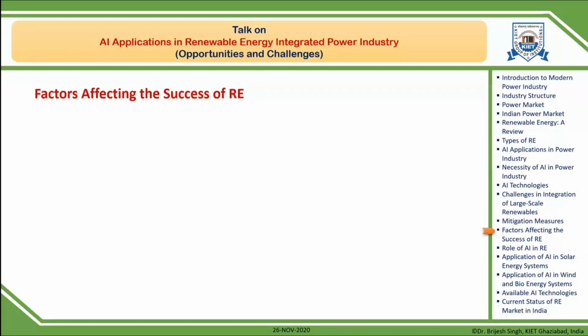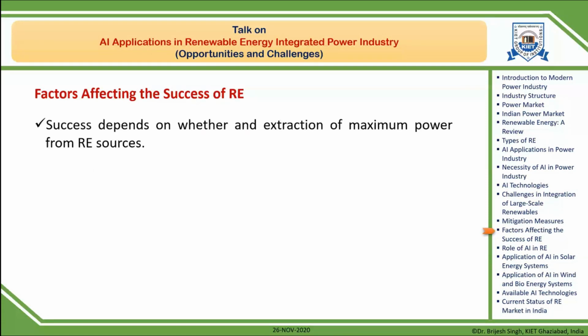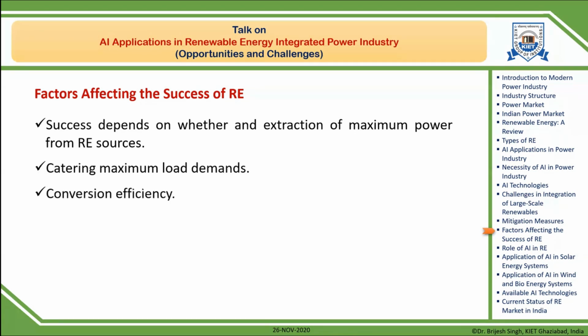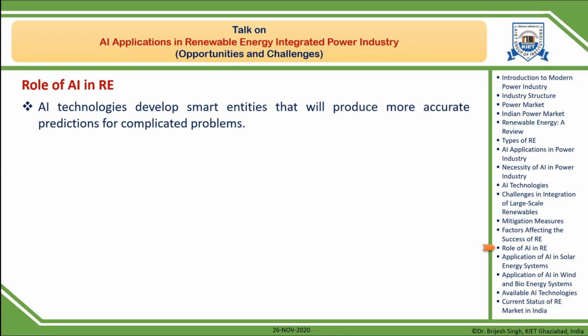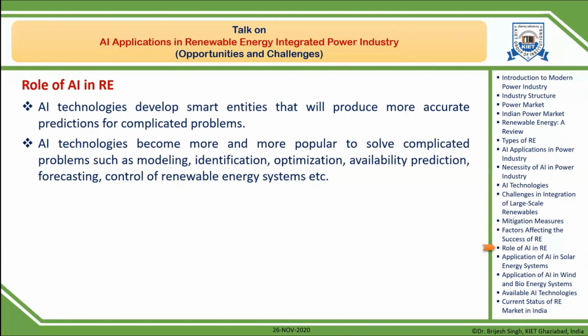Now, factors affecting the success of RE: there are three factors. If you are extracting the maximum power from the RE, capturing the maximum load through RE, and if your conversion system has maximum efficiency, then your renewable energy will be a success. Now, the main important thing is the role of AI in RE. The role of AI is that AI technology develops smart entities that produce more accurate predictions for complicated problems. So if you have any complicated problem, then you can implement AI.